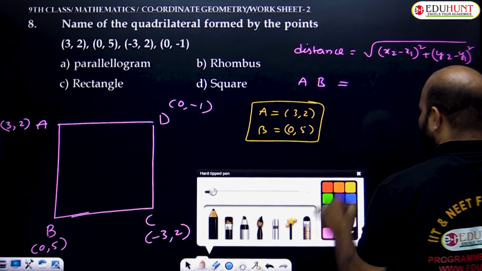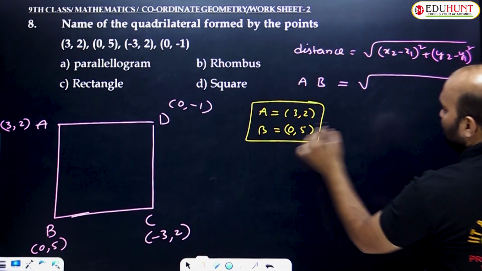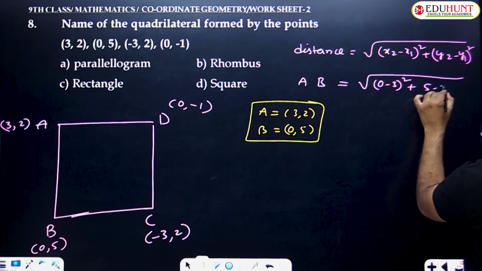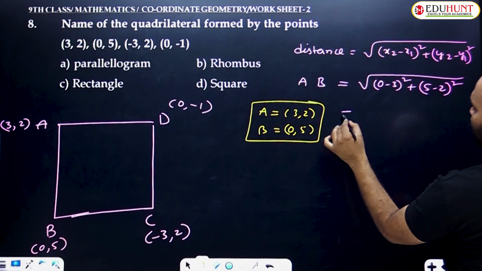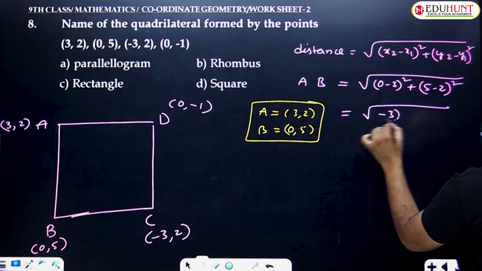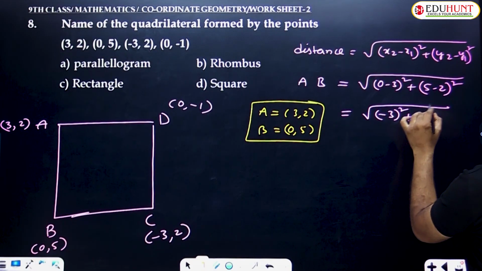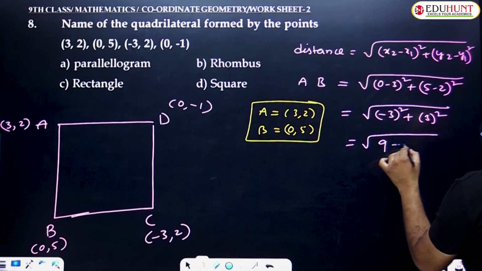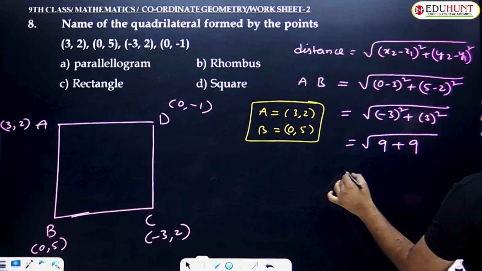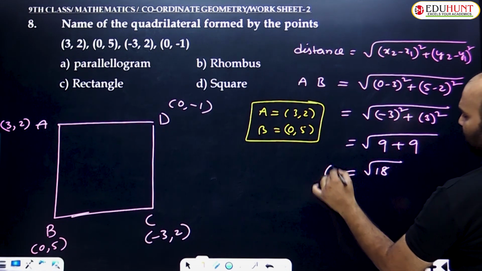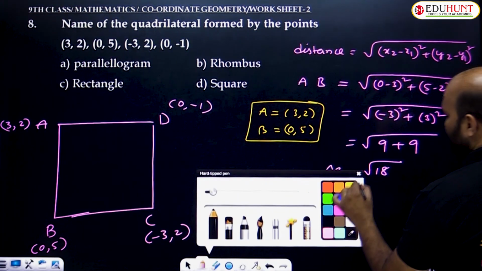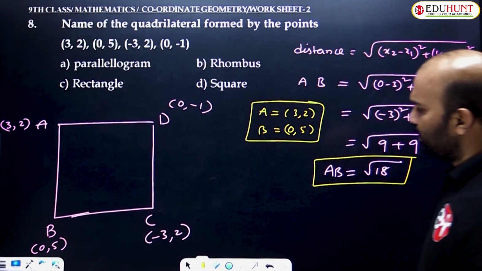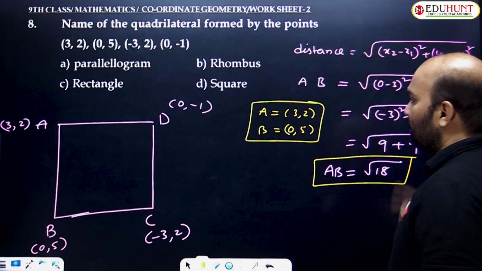So by using the distance formula, how will we get the AB distance? Square root of (0 minus 3) whole square plus (5 minus 2) whole square. Am I clear? So it can be written as (-3) whole square plus 3 square. (-3) whole square gives positive 9, 3 square is 9. So total 18, square root of 18, that is the AB distance. So what is the AB distance? Root 18.